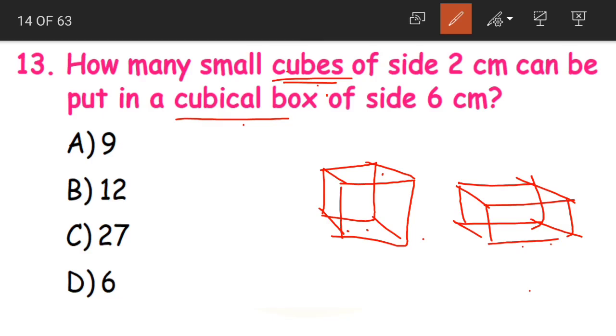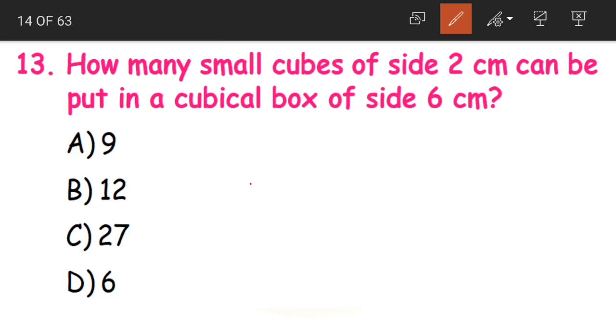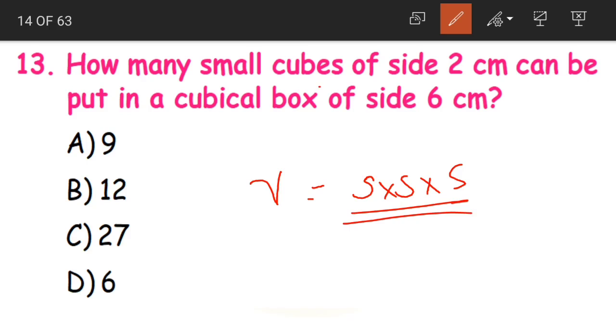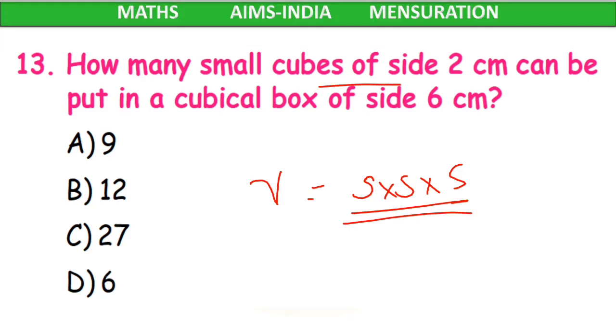Your pencil box becomes an example for cuboid, and for cube, any square shaped box, children, any square shaped tiffin box also can be the example of cube. Now for these cubes and cuboids we have volume that we have not covered. It will be covered in the coming classes for you. But here, the volume of cube is side into side into side. To find out the volume of cube, we use the formula side into side into side.